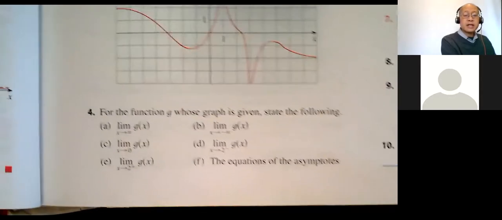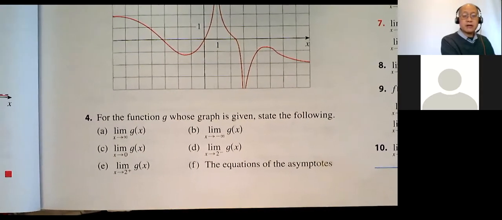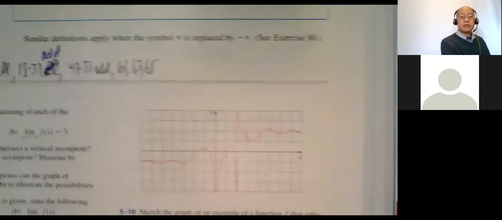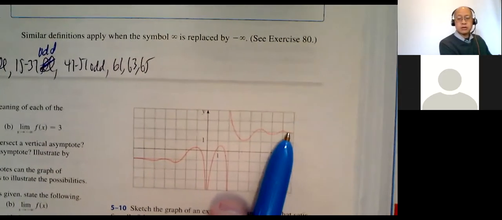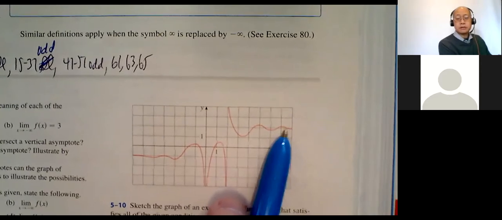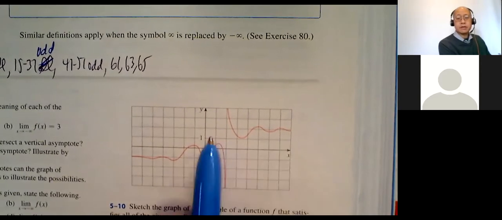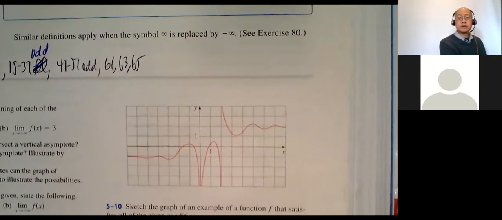A, limit as x approaches infinity of the function. Okay, so when x gets super big, y approaches 2. So the answer to A is 2. Sorry, I won't be able to write it, but 4A is 2.